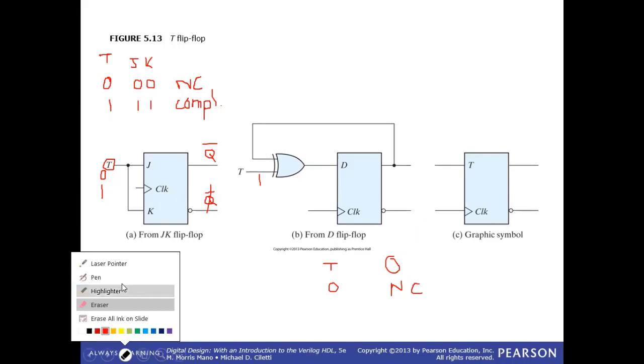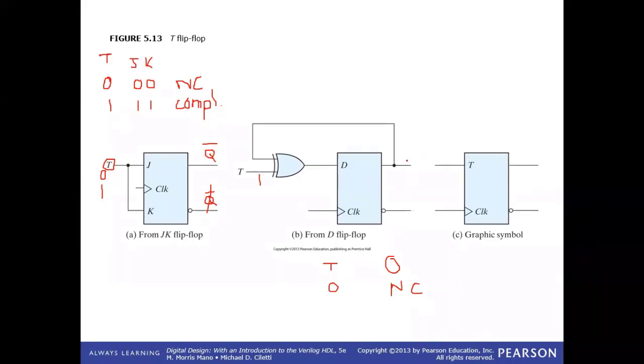Now let's suppose that we have D equal to 1. 1 would have traveled over here. What would have been the output of this XOR gate? 0. And now the output 1 and the 0 would toggle and the output would become equal to 0 and 1. So we are able to make the toggle flip-flop, the T flip-flop from the D flip-flop.